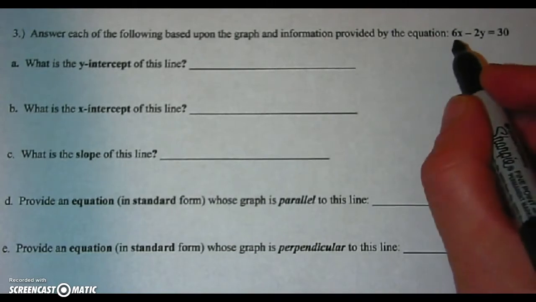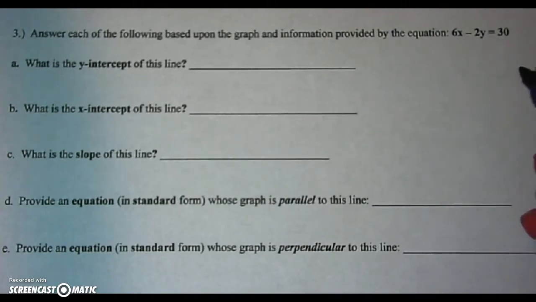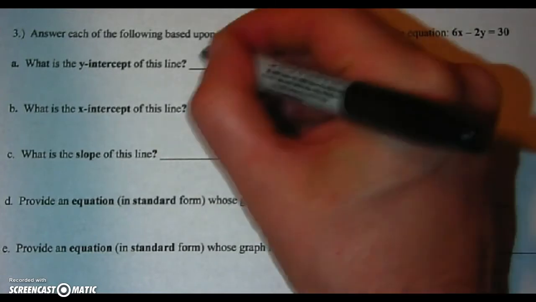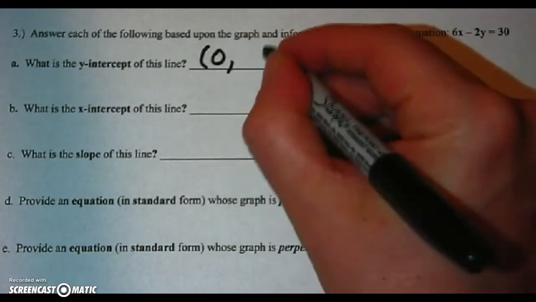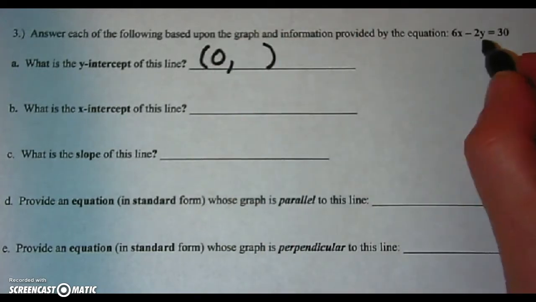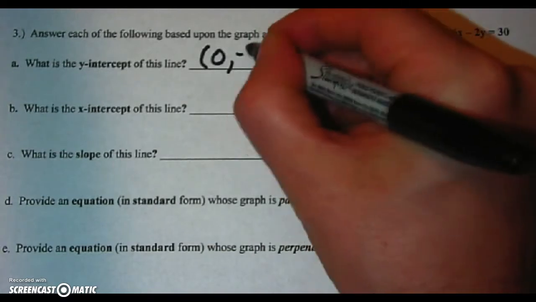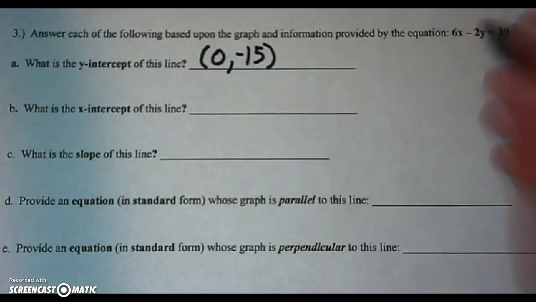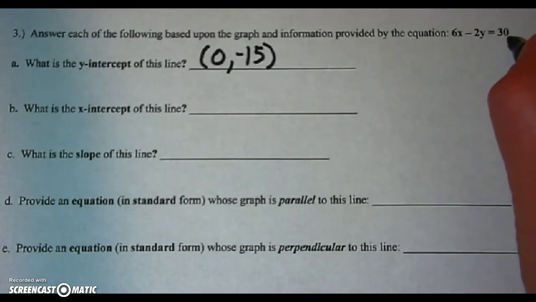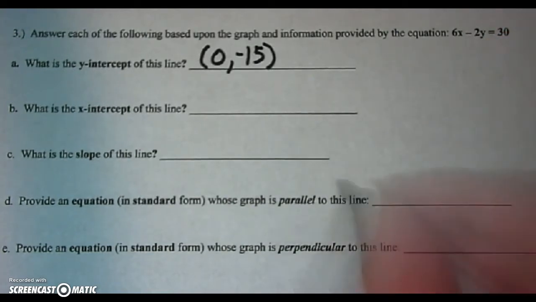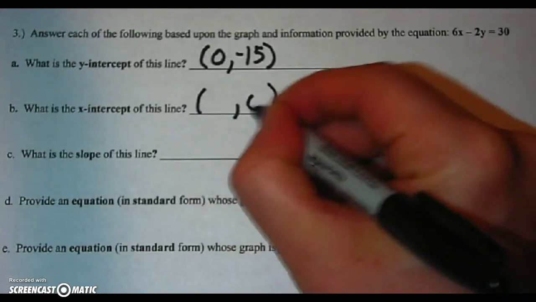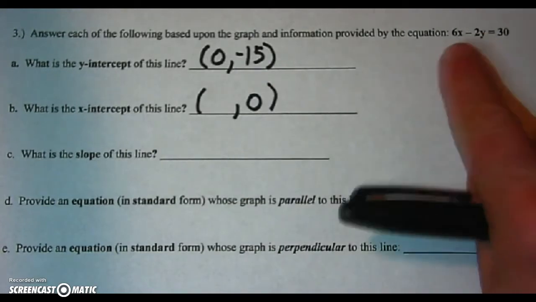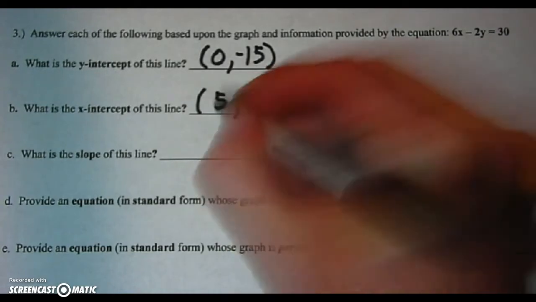Okay, so we have 6x minus 2y equals 30, and we want to find the y-intercept. So we know at the y-intercept, well, we're looking for y, so our x is 0, and we want to find our y. Negative 2 times what is 30? Negative 15. Remember what we're really doing there? We're dividing both sides by negative 2, and that's how we get the negative 15. Okay, x-intercept. We're looking for x, so we want y to be 0. So y is 0 there. 6x equals 30. 6 times 5 equals 30.